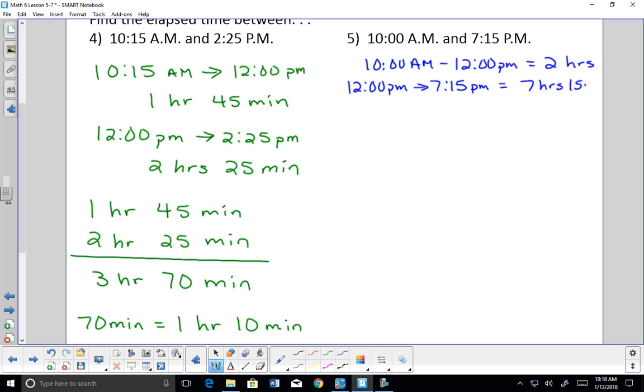So if we were going to add these two together, these are really easy to add together because 7 hours plus 2 hours, 9 hours. 15 minutes plus no minutes is 15 minutes. So it's 9 hours and 15 minutes.